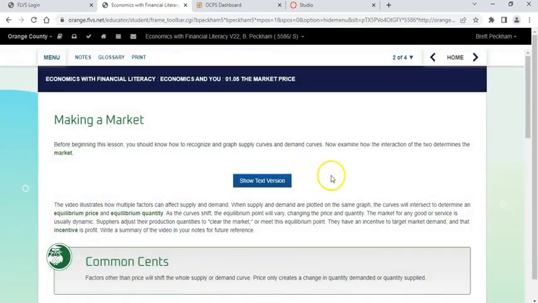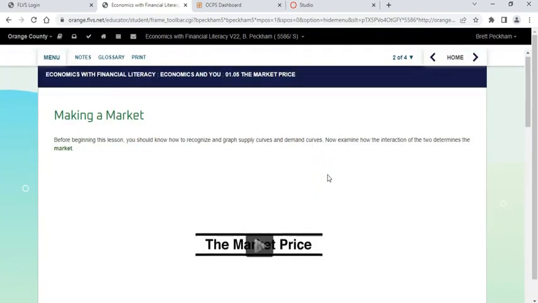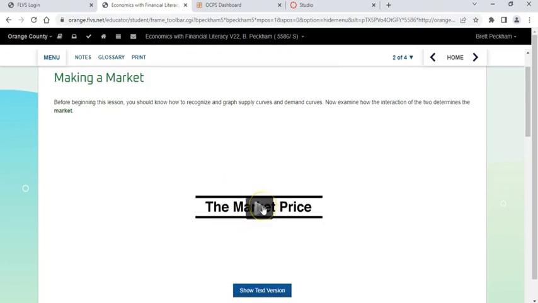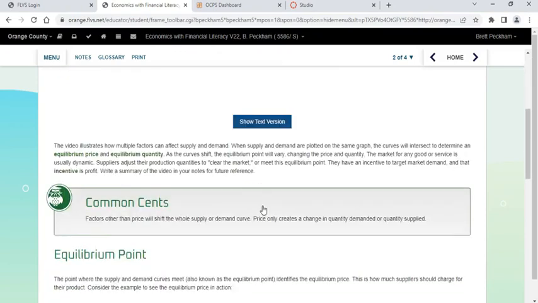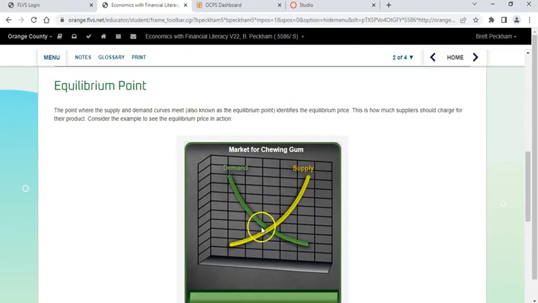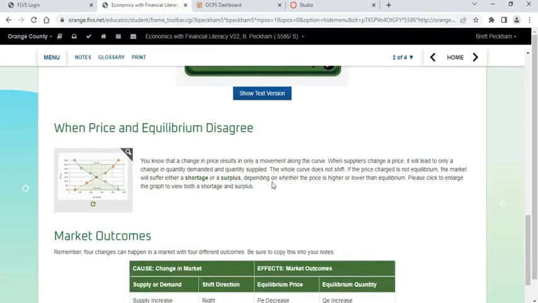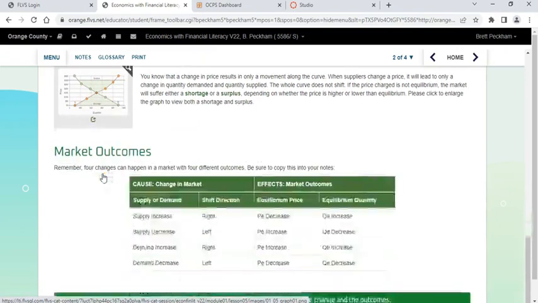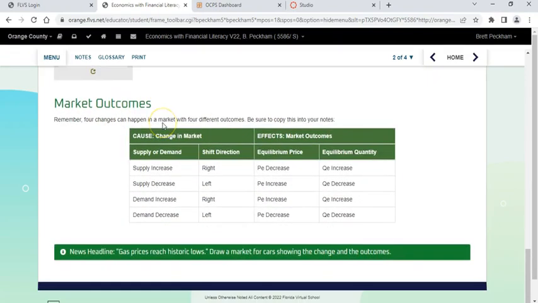If you go through this lesson here, you have different videos that will help you understand what the equilibrium price is. Again, the intersection of the downward sloping demand line and the upward sloping supply line represents the equilibrium point. And at that equilibrium point, that is the price for the actual item. But we'll do that in class.